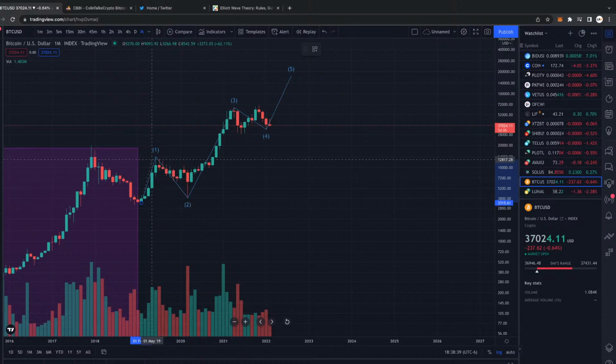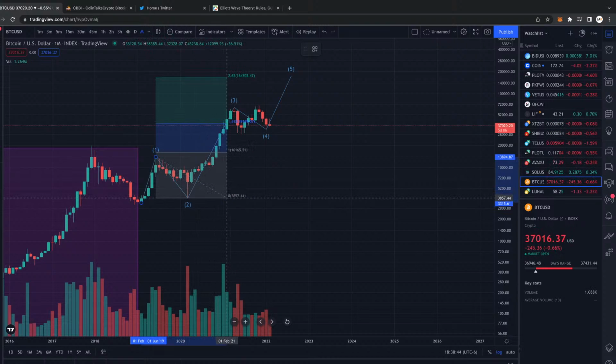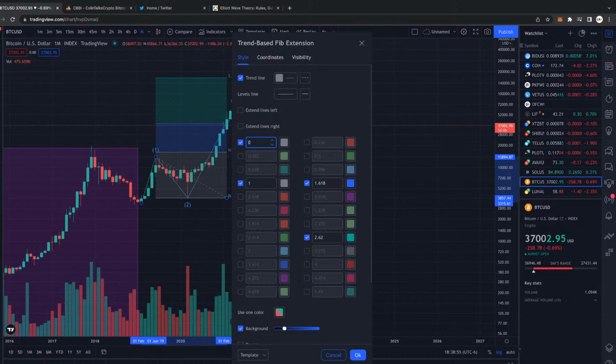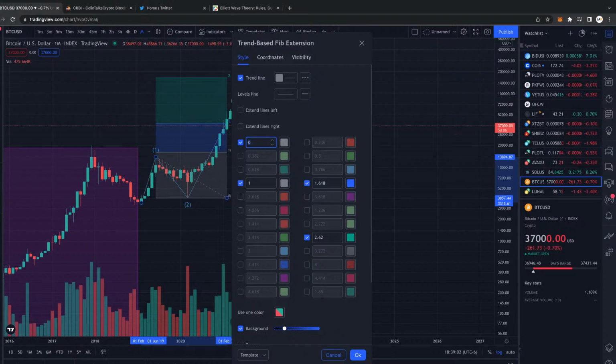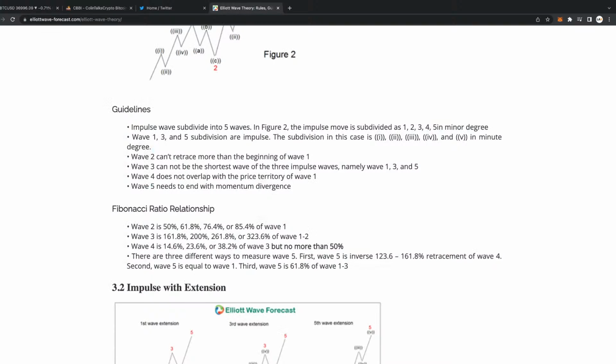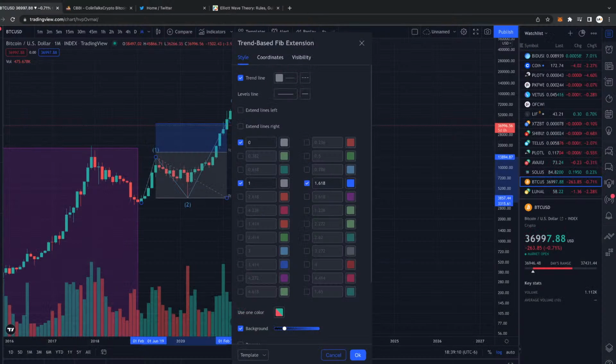We're going to go from here to here, bring it down to wave 2, and let's check the settings. So what percentage were we looking at? 161, 200, 261, or 362? So we know it's not 262. 161 or 200. Let's do that.